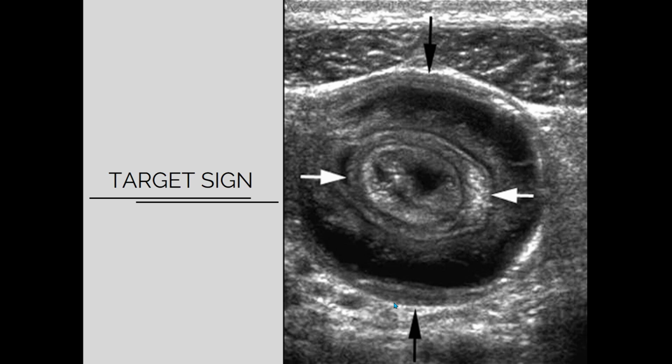This is basically the target sign. And why do we call this the target sign? Because you can see one ball and there is another ball inside. This is an ultrasound picture of the target sign. You can find it in the CT scan and the ultrasound as well, but you cannot find the target sign on the X-ray. Okay.